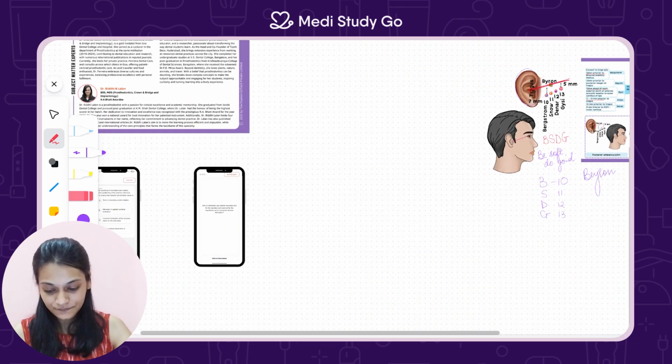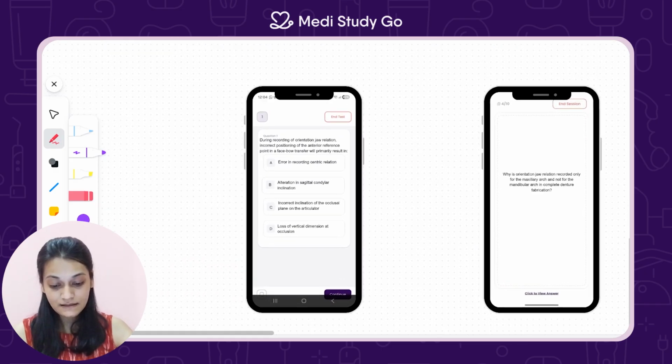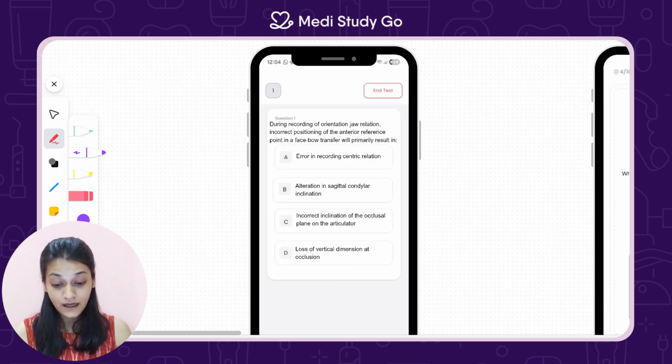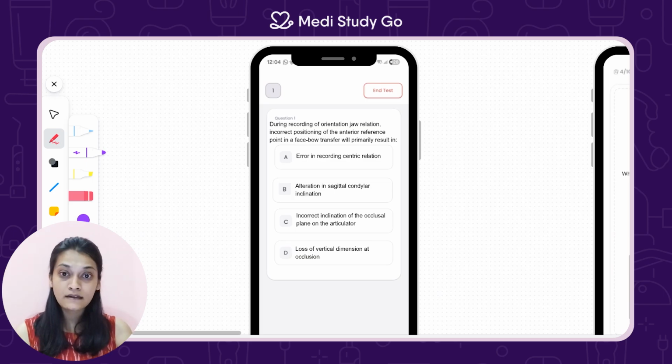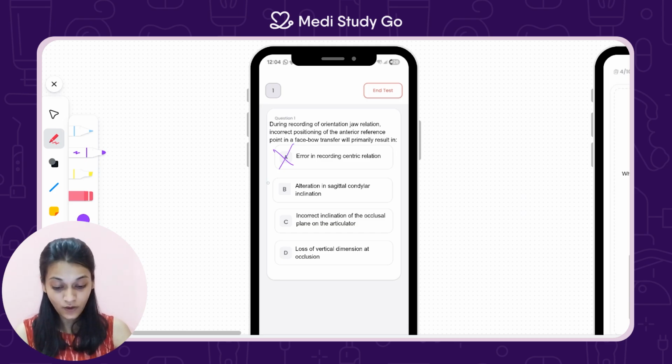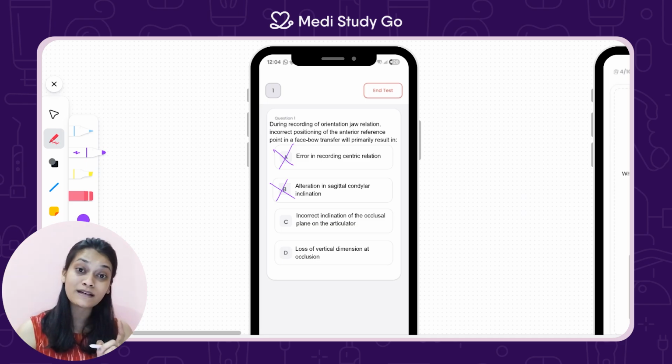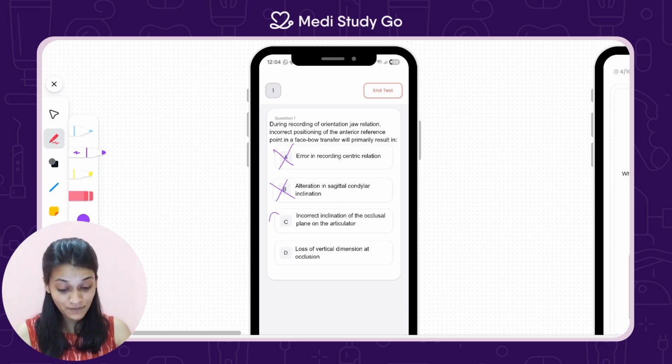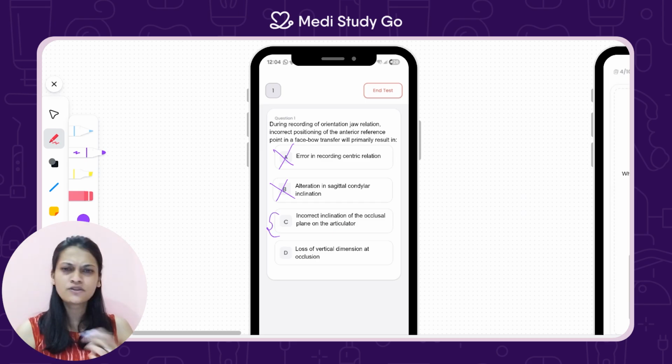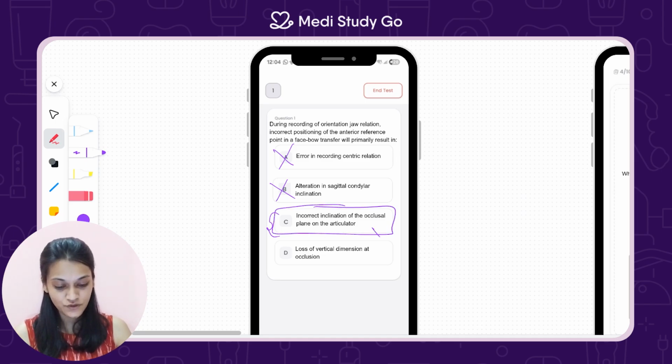Now let's see the flashcard. During recording of orientation jaw relation, incorrect positioning of the anterior reference point in the Facebow transfer will result in: error in recording centric? Centric is not related to your anterior line. Alteration in sagittal condylar inclination? No, it will not be related to your condylar inclination. Incorrect inclination of occlusal plane? Now I know it's maxilla to the skull, so this may be right. Let's see the last one. Loss of vertical dimension? It does not matter. Anterior point, so it is definitely C that comes into the picture.